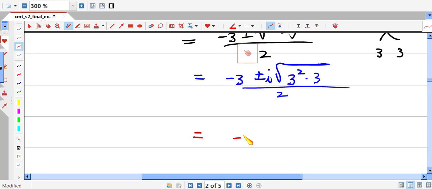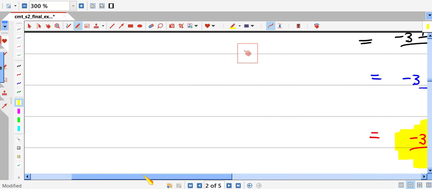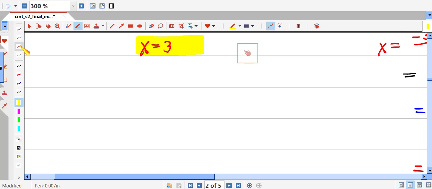So that's negative 3 plus or minus i, and I bring out a 3. So it's going to be 3i root 3 over 2. So those are my other two solutions to the original equation. They're imaginary, and that's what you'll always get when you solve a cubic equation that's in the form of the sum or difference of perfect cubes. So I get three solutions.